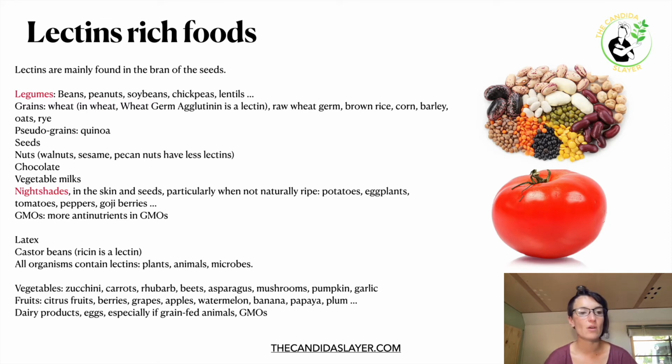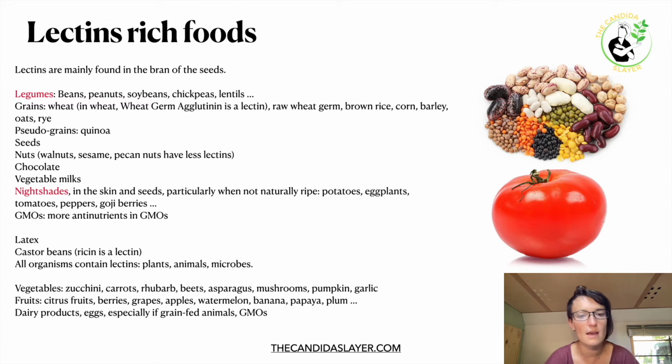And basically, you need to know that all organisms contain lectins, all plants, all animals, all microbes. But the problem of lectins are mainly in some plant foods, and only if they are not cooked, as we will see in the next slides. So yes, there are lectins in vegetables, in fruits, in dairy products and eggs, but don't worry really about these ones, because you mostly need to worry about lectins in legumes and in nightshades. Basically, that's where. But vegetables and fruits, don't worry, don't go crazy, and don't eliminate these foods. Because again, the lectins are in very small quantities.